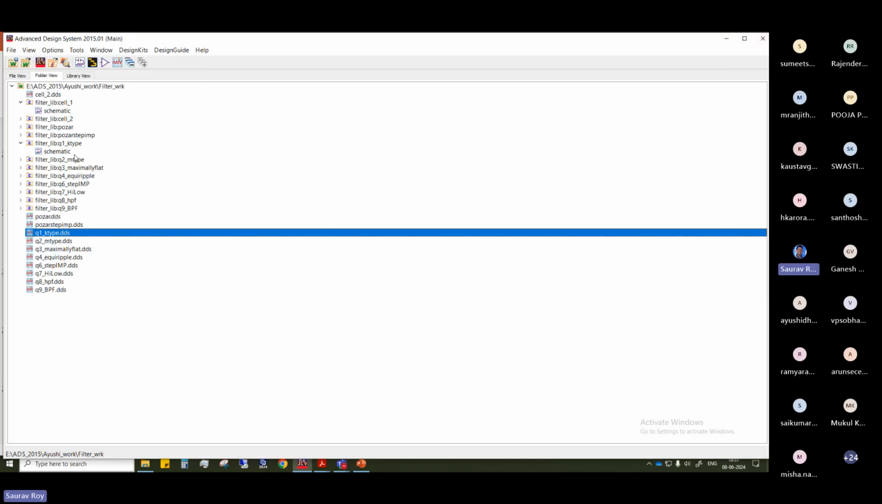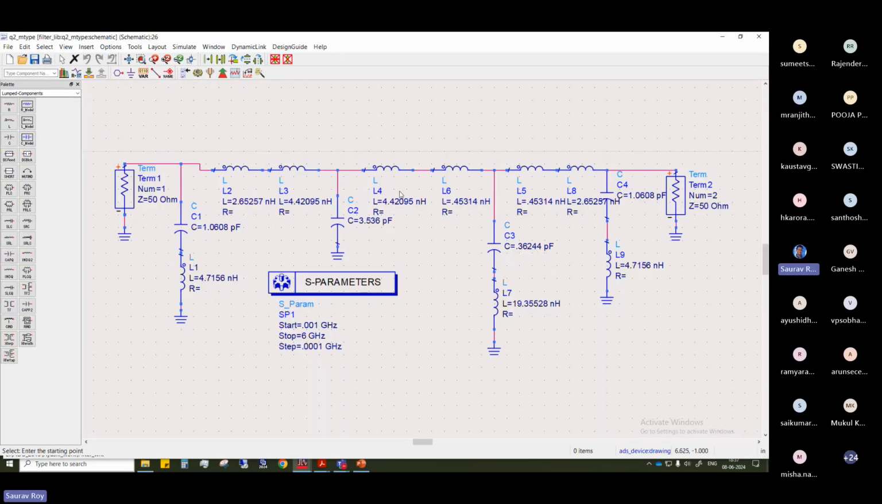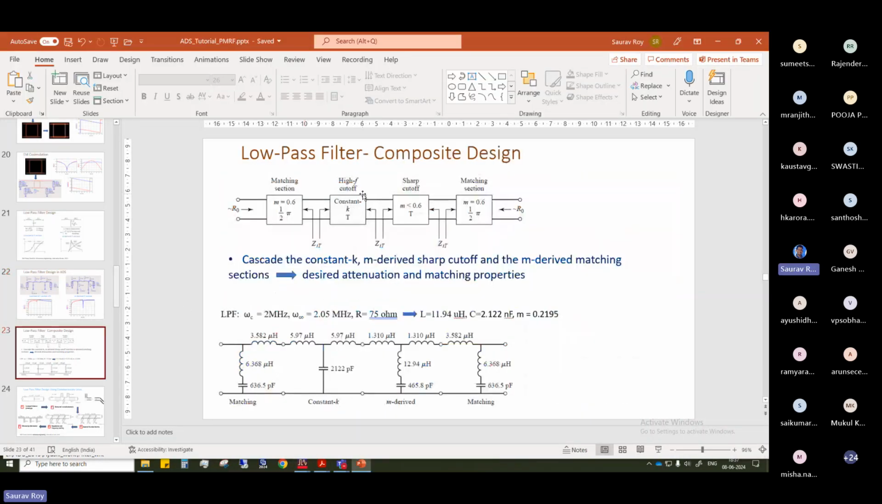And then when you go to the M-derived filter, see, there are so many additional sections. Why? Because if you add only one constant K and only one M, the matching will be affected. One of the requirements of RF design is that we should have good matching both at the input section as well as the output section, right? That means S11 as well as S22, both should be good for a two-port network. So for that, you need additional matching sections on both sides.